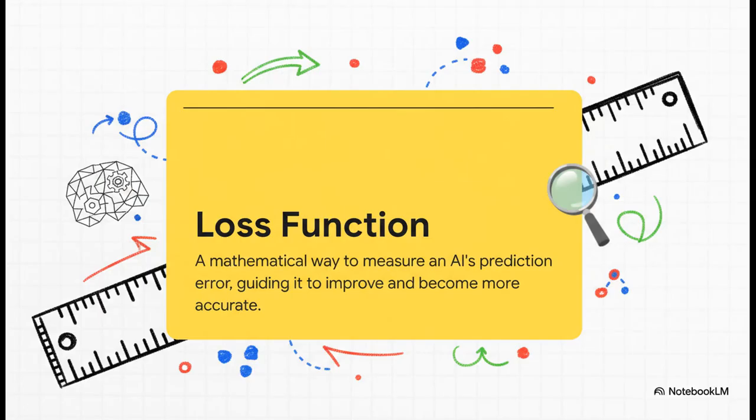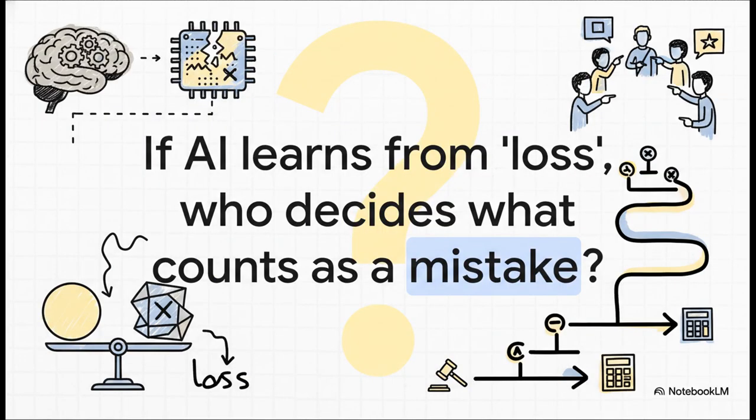All right, so let's bring it all home with one final, super clear definition. A loss function is just a mathematical ruler that an AI uses to measure its own mistakes. It's the guidepost that lets it systematically improve and get more and more accurate, one prediction at a time. And that leaves us with a pretty big question to chew on, doesn't it? If an AI's entire path to getting smarter is all about reducing its loss, then who's the one that gets to decide what counts as a mistake in the first place? The answer to that question has some huge implications, and it's something we're all going to be thinking about as these systems get more and more powerful.